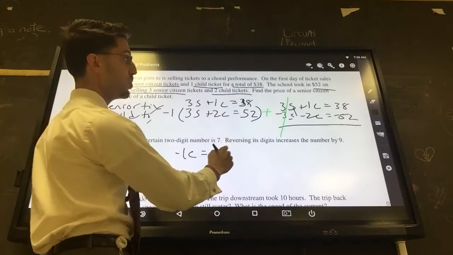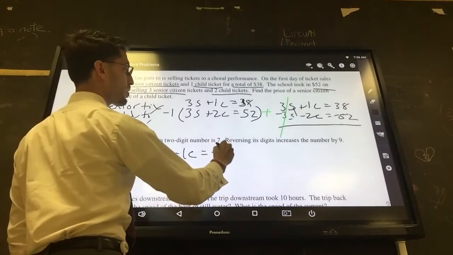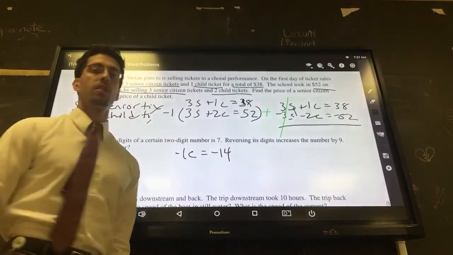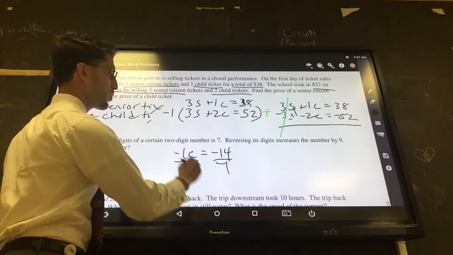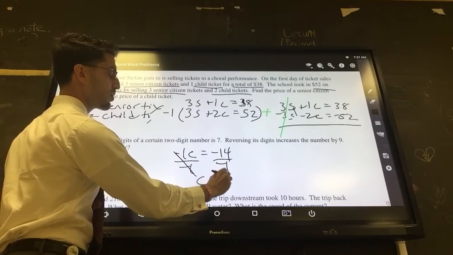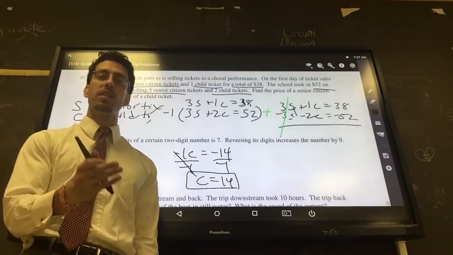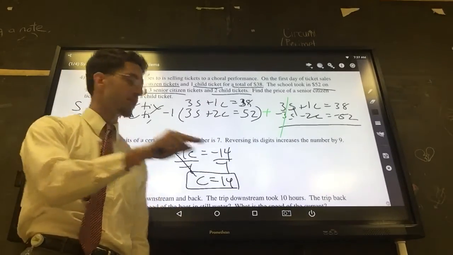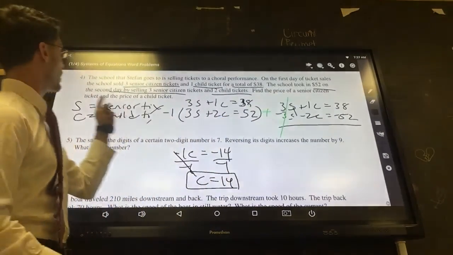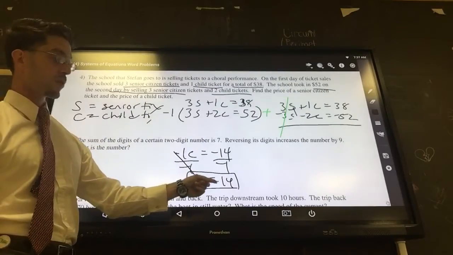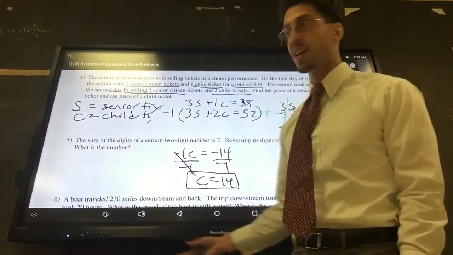Quick, do the math. Help. 12, 14. -14. Okay? And then I have to get c alone, so I divide by -1, divide by -1, and c is alone, and it's positive 14. You've already answered half the question. Write a sentence that says, child tickets cost $14. You want to find the price of a senior citizen and a child ticket? Child tickets cost $14. Now, tell me how much is a senior citizen, and we're done.